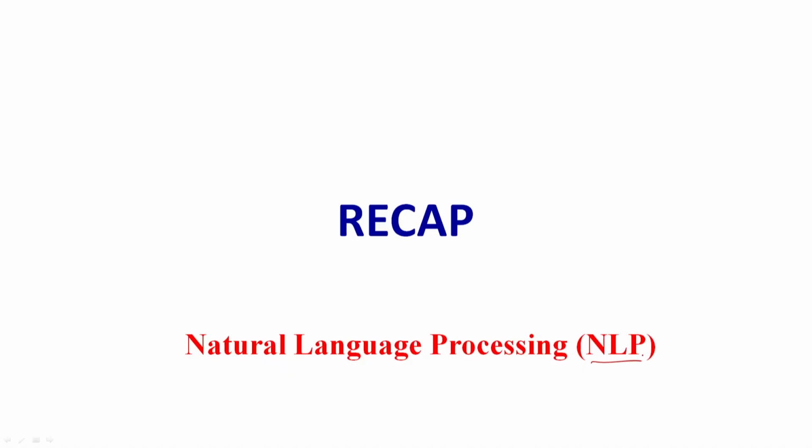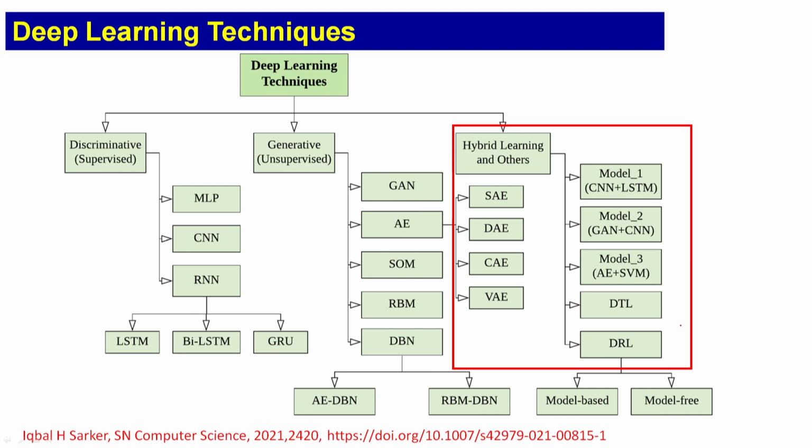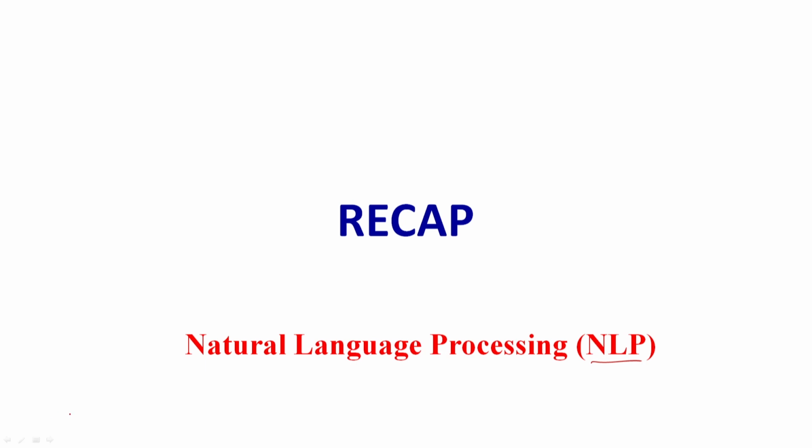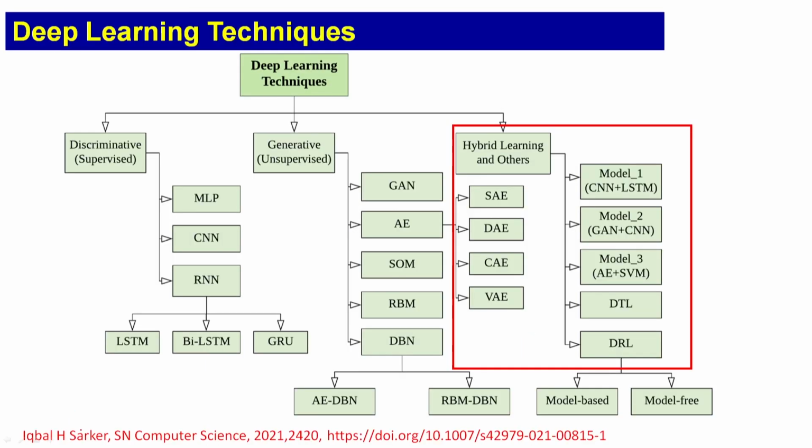NLP is very famous. It will be discussed more when we talk about material informatics. Deep learning is a very important technique. We have discussed many of these techniques: supervised learning, unsupervised learning, as well as hybrid learning. I do not want to go into details of these techniques again, only to highlight that please read the paper given at the bottom by Iqbal H. Sarkar. It is a very interesting paper in which you can learn much more than what I have discussed in the classes.